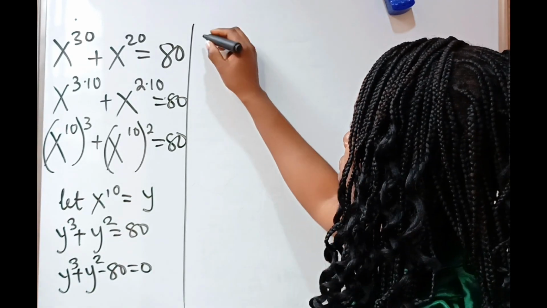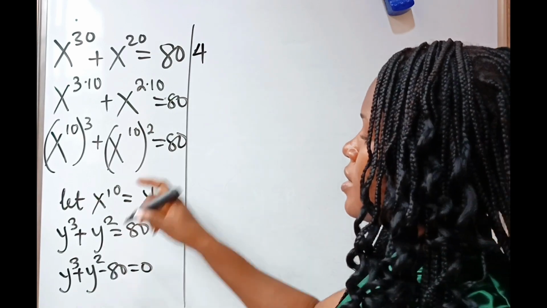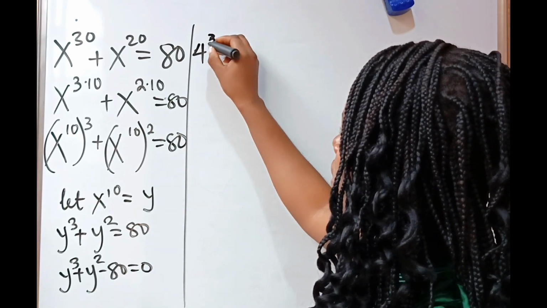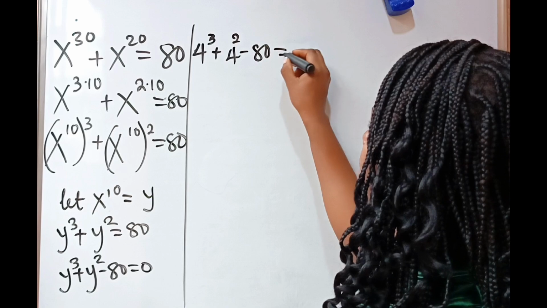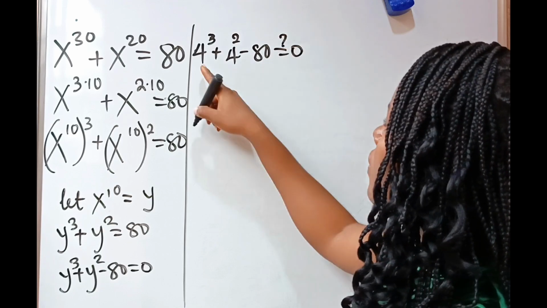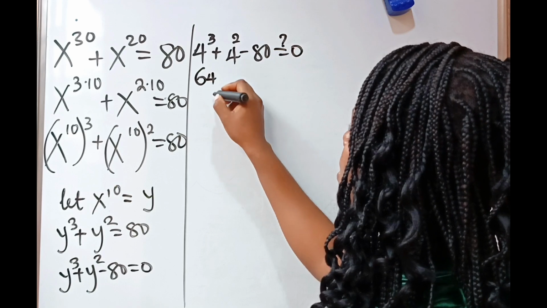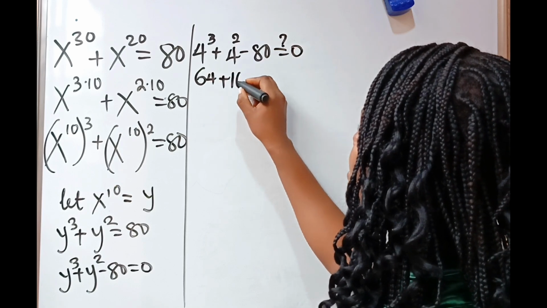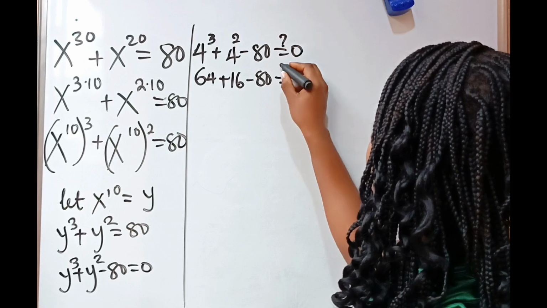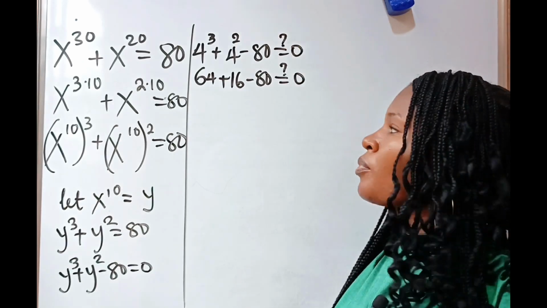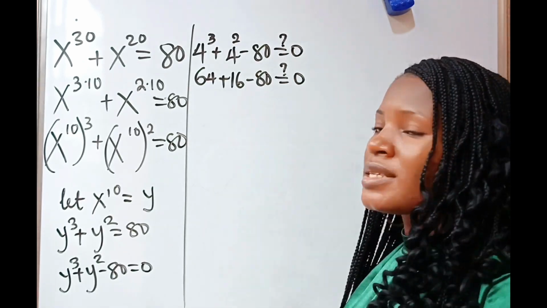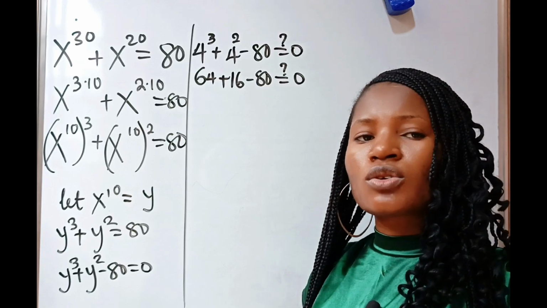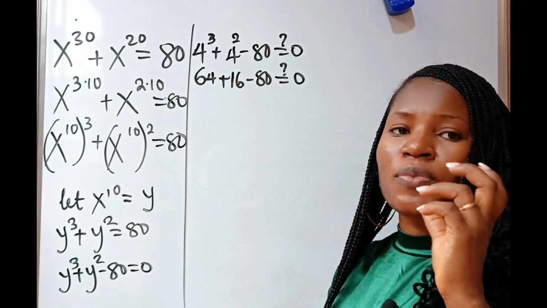If we say y is equal to 4, that means this is 4 to the power of 3 plus 4 to the power of 2 minus 80. Let's see if this is equal to 0. Now 4 to the power of 3 is 64. 4 to the power of 2 is 16 minus 80. Now 64 plus 16 is 80, and 80 minus 80 is equal to 0. So that shows that y equals 4 is a root.